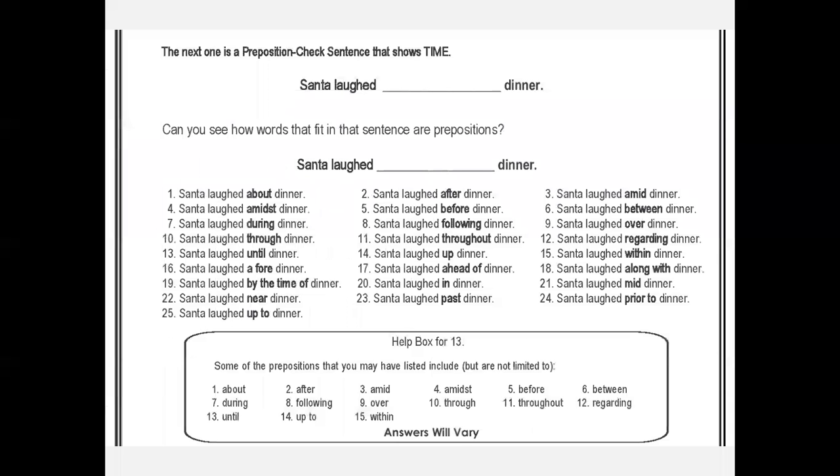But then we use this sentence here, and in the Christmas one, it says Santa laughed blank dinner. So if you're not a Santa person, you can use the Beauty.